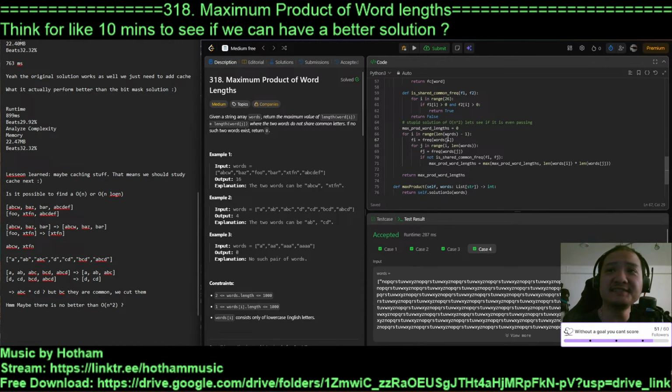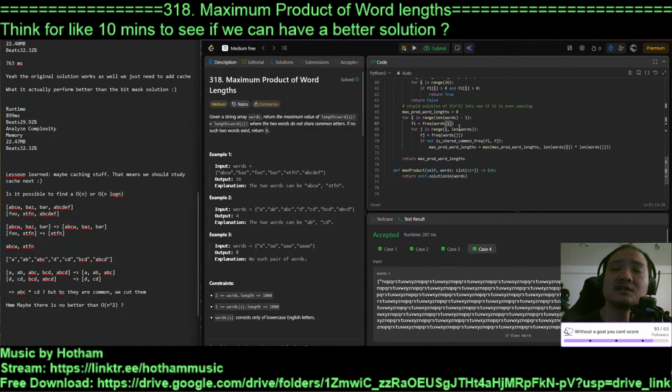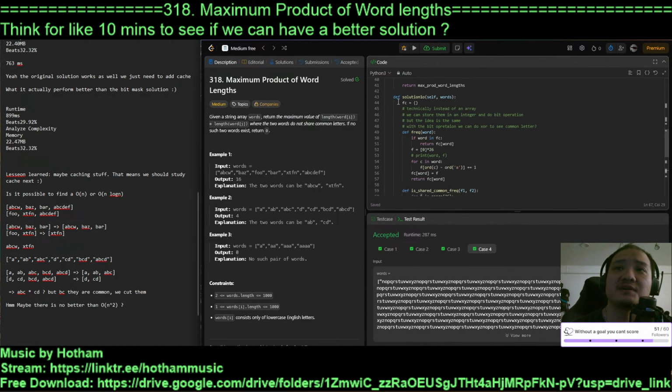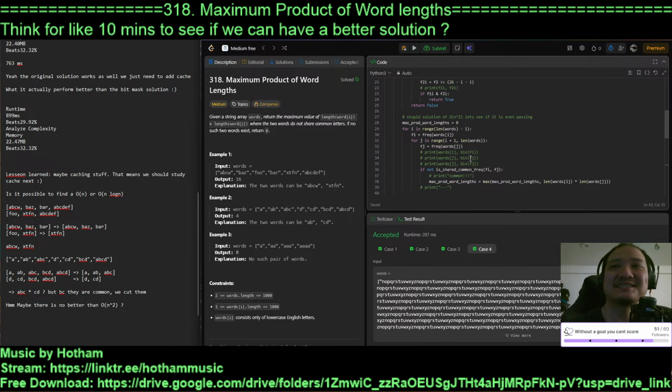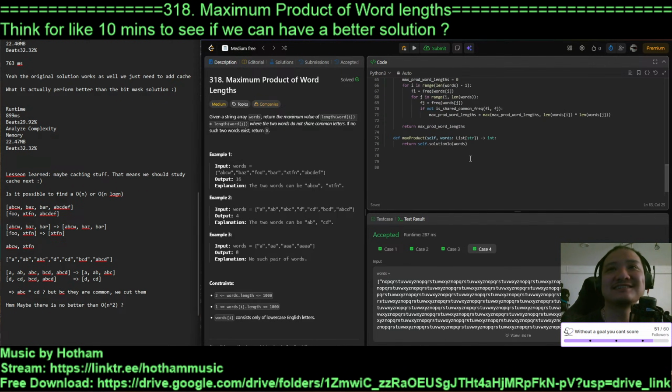It's amazing that the solution I have here for the array actually works better than the bitmask. Oh my god. How? But yeah.